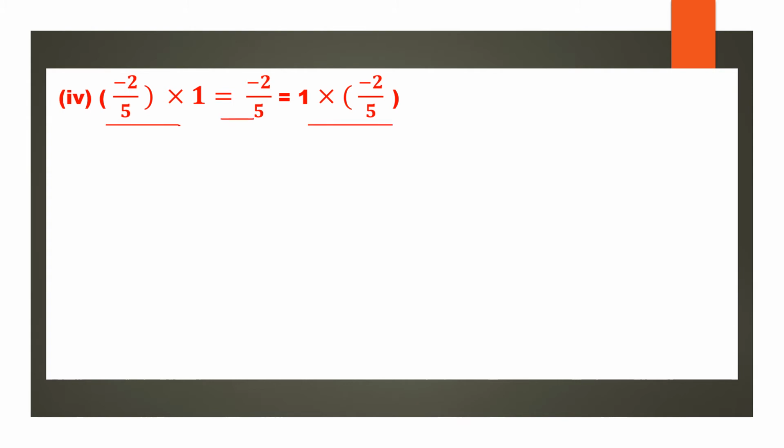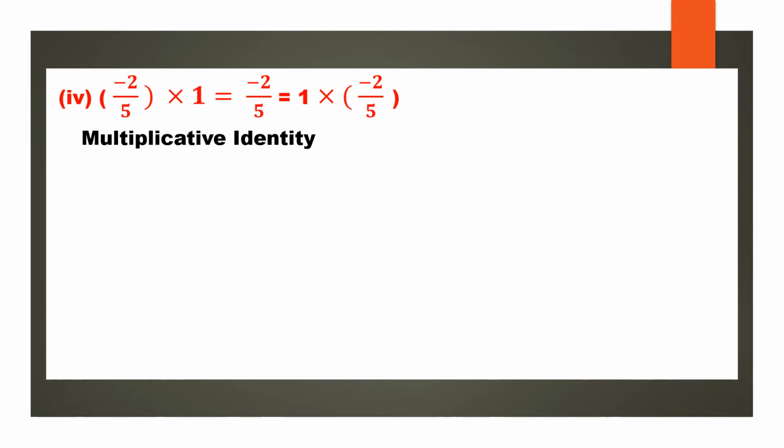Here is your next question. Minus 2 by 5 into 1 equal to minus 2 by 5, 1 into minus 2 by 5. So here we are multiplying with 1. Whenever you multiply a number with 1, it gives you the same answer, right? So this property is called multiplicative identity. When a number is added with 0, it is called additive identity.